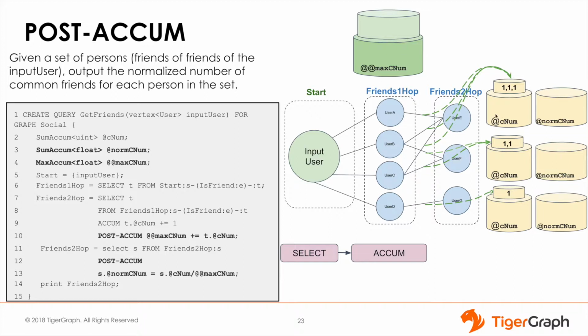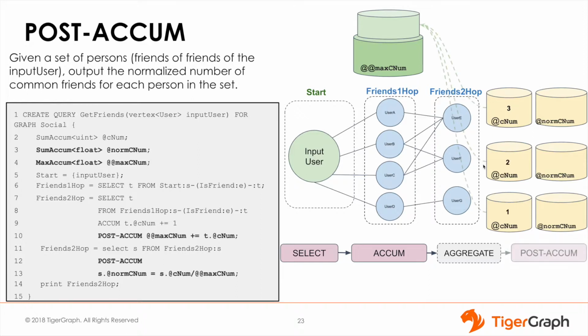The data is collected to the accumulator buckets, then the data is aggregated and stored in the accumulator. The stored values are 3, 2, and 1, because user E has 3 friends in common with the first input user, user F has 2 friends, and user G has 1 friend in common.